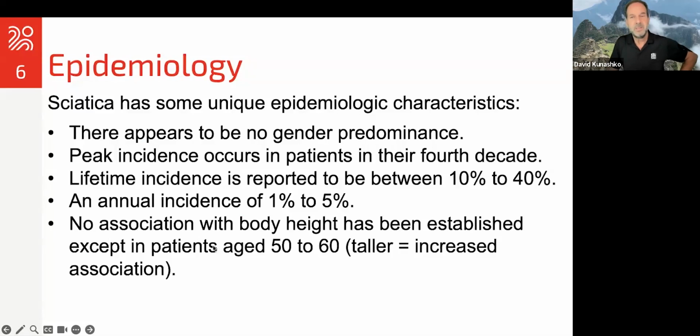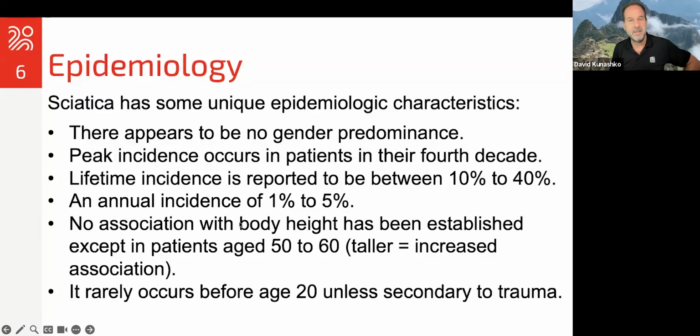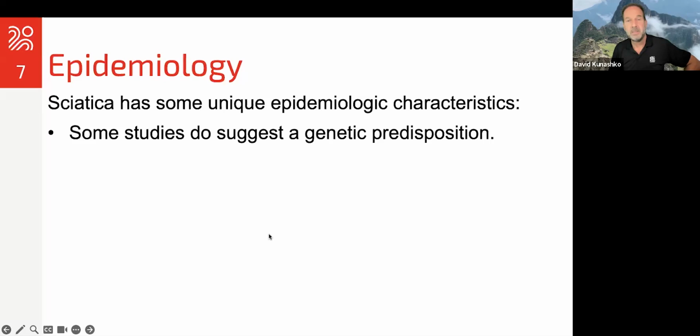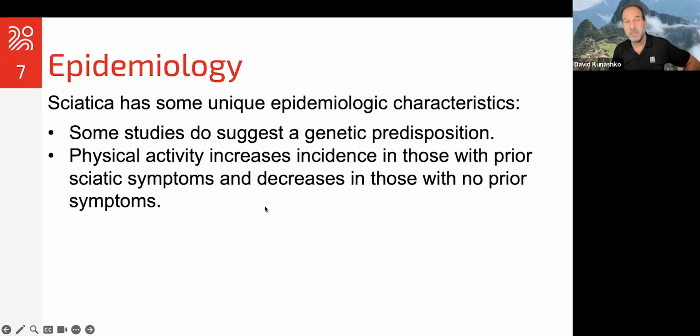There seems to be no association with body height, although there's kind of an increased association. If you're taller, you might have more potential for sciatica, especially as you're older. That's great. Since I'm about 2 meters tall, I'm looking forward to getting sciatica. It rarely occurs before the age of 20, unless there's trauma involved or tumors or something of that nature. It also has perhaps some genetic predisposition, as most things do.